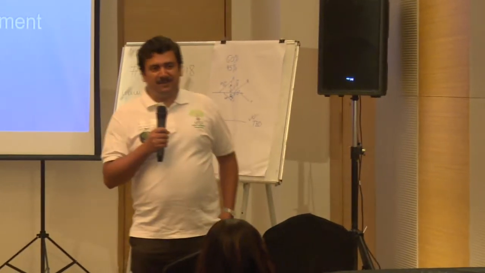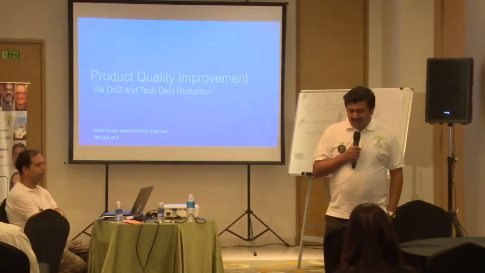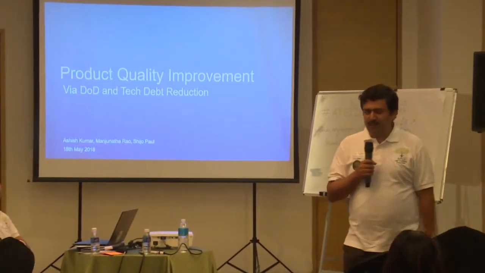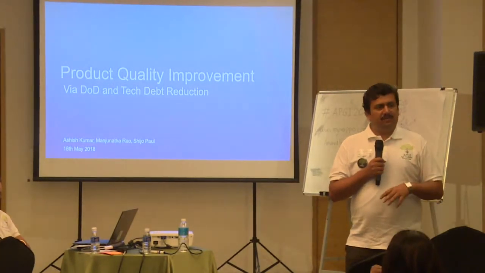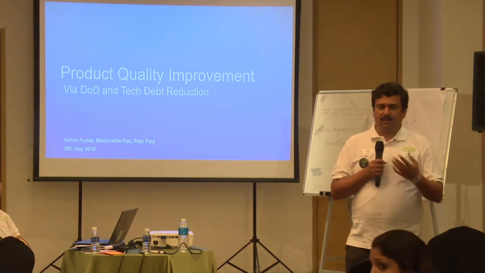We are here to talk about product quality improvement using definition of done and tech debt reduction. The last minute surprise for you. As we were talking about, this topic we presented in Global Scrum Gathering in Australia a year ago.